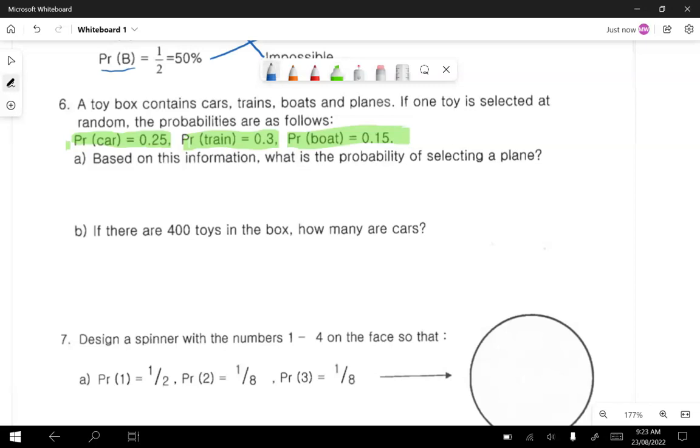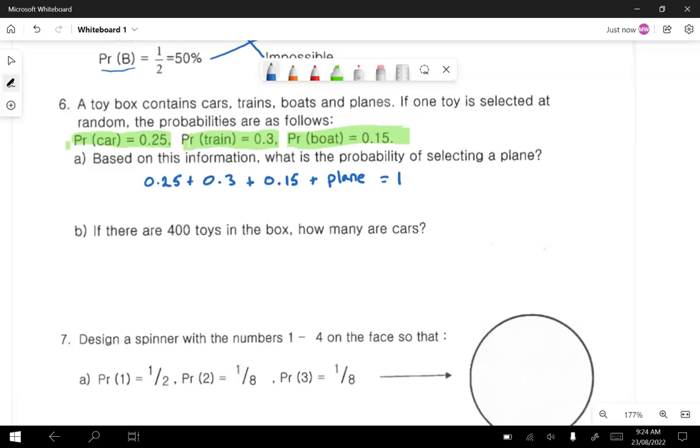So what we've got so far is we've got the probability of a car, which is 0.25. If we add that to the probability of a train, 0.3, and the probability of a boat is 0.15, we've also got the unknown probability of the plane, okay? Now, to solve this, we know that if we add all of these together, we'll end up with 1. Because if we've got 1, we've got 100%, or we've got all of those toys in the box.